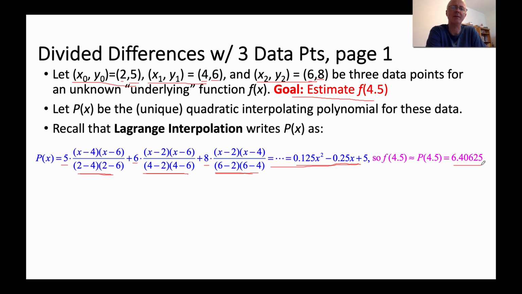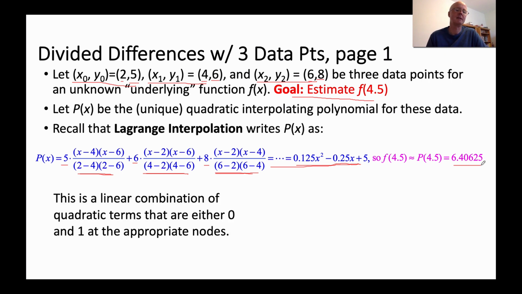Though you should keep in mind that if you're talking about a real-life application here, depending on how much precision you have in your data, you'd want to round this to a certain number of significant figures, maybe 6.4 or 6.41. And again, this is a linear combination of quadratic terms that are either 0 or 1 at the appropriate nodes, and here's the graph.